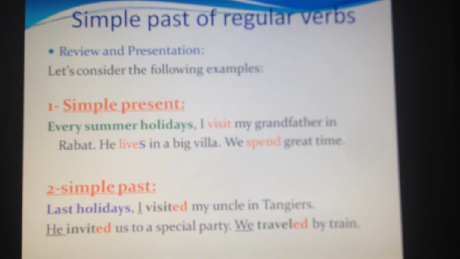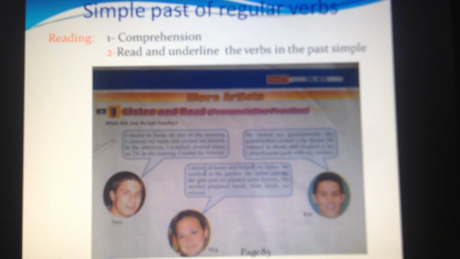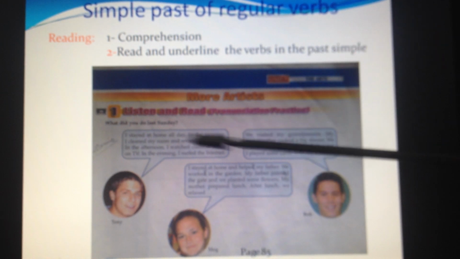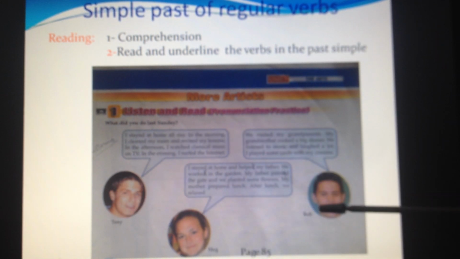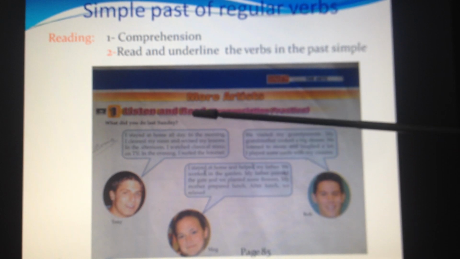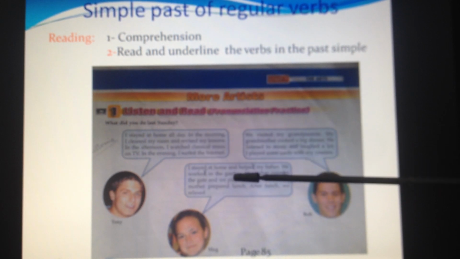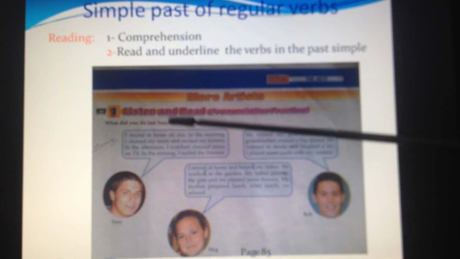Okay, good. Let's now look at the texts you have in your textbooks on page 85. So before reading, what do you think these three extracts are about? We have Tony, Meg, and Bob. As always, you can pause the video, and once you answer your questions, get back to the video and see the correction. Yes, you are right. The three students here are talking about their last weekend activities, things that they did last Sunday.